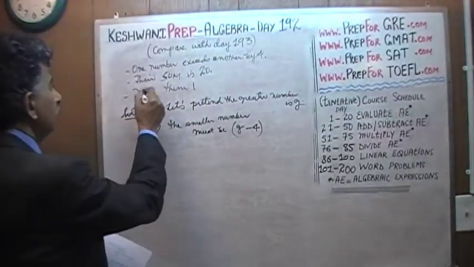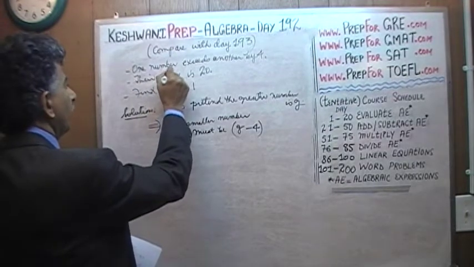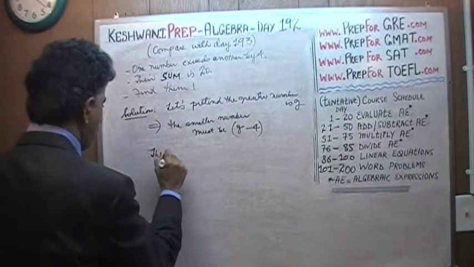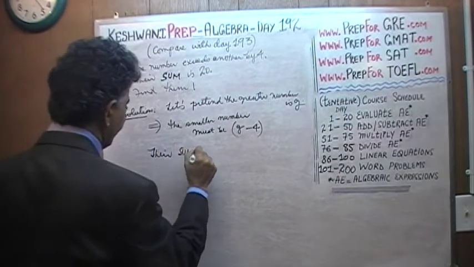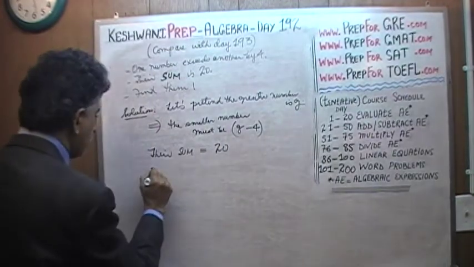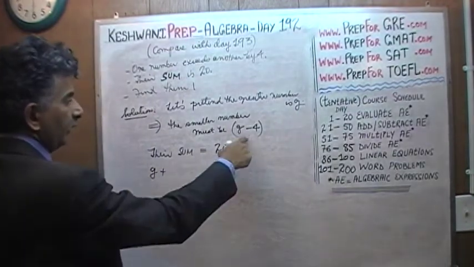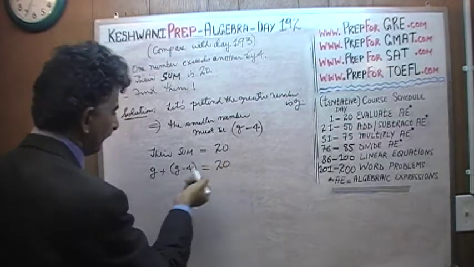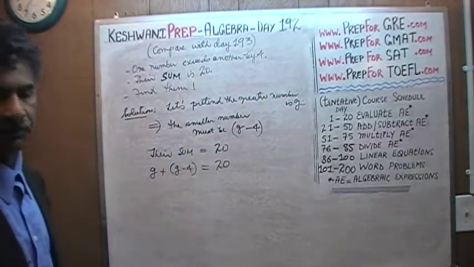Their sum, we are told, is 20. So here are two numbers, G for greater number, and the smaller number, which is G minus 4, and their sum is 20. That's it, we are done. Just solve for G and we are done.